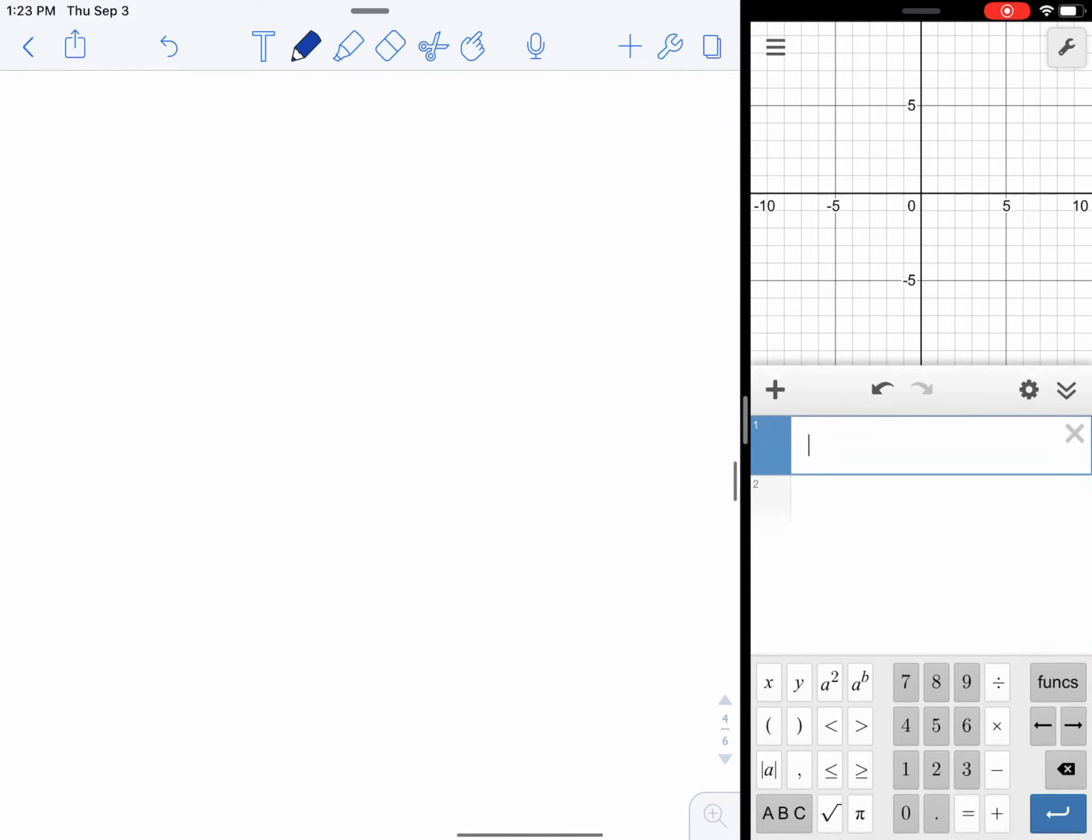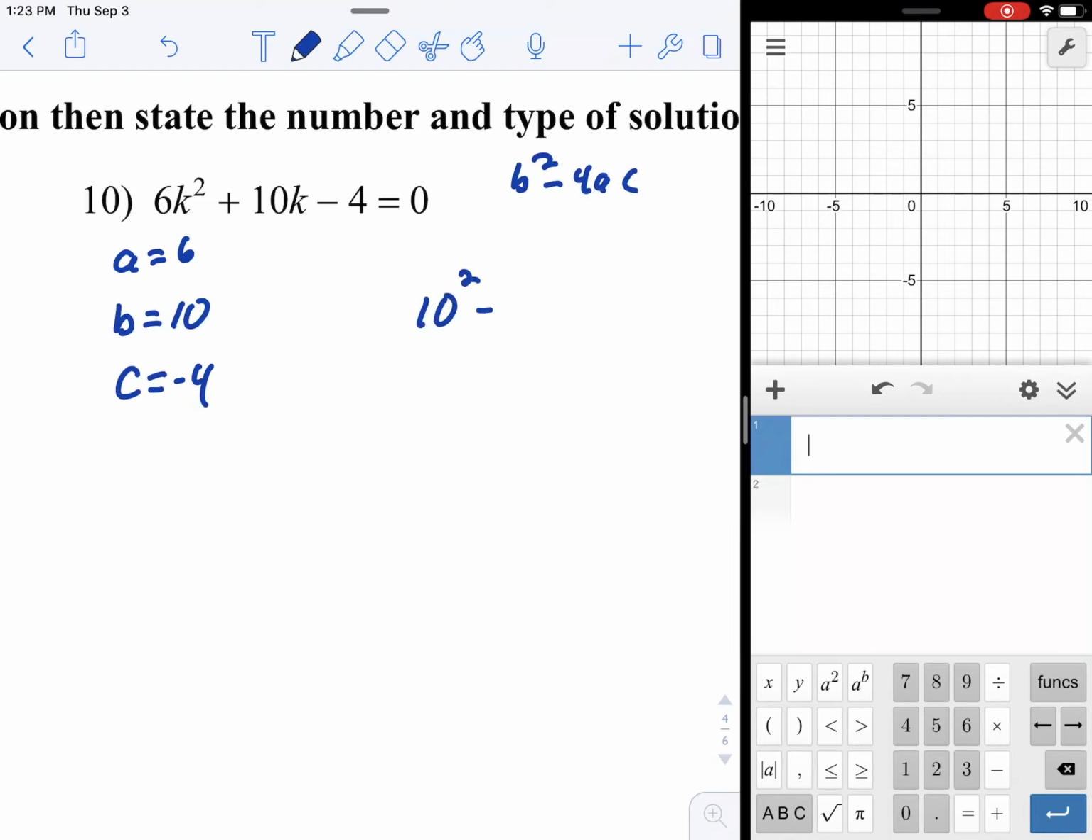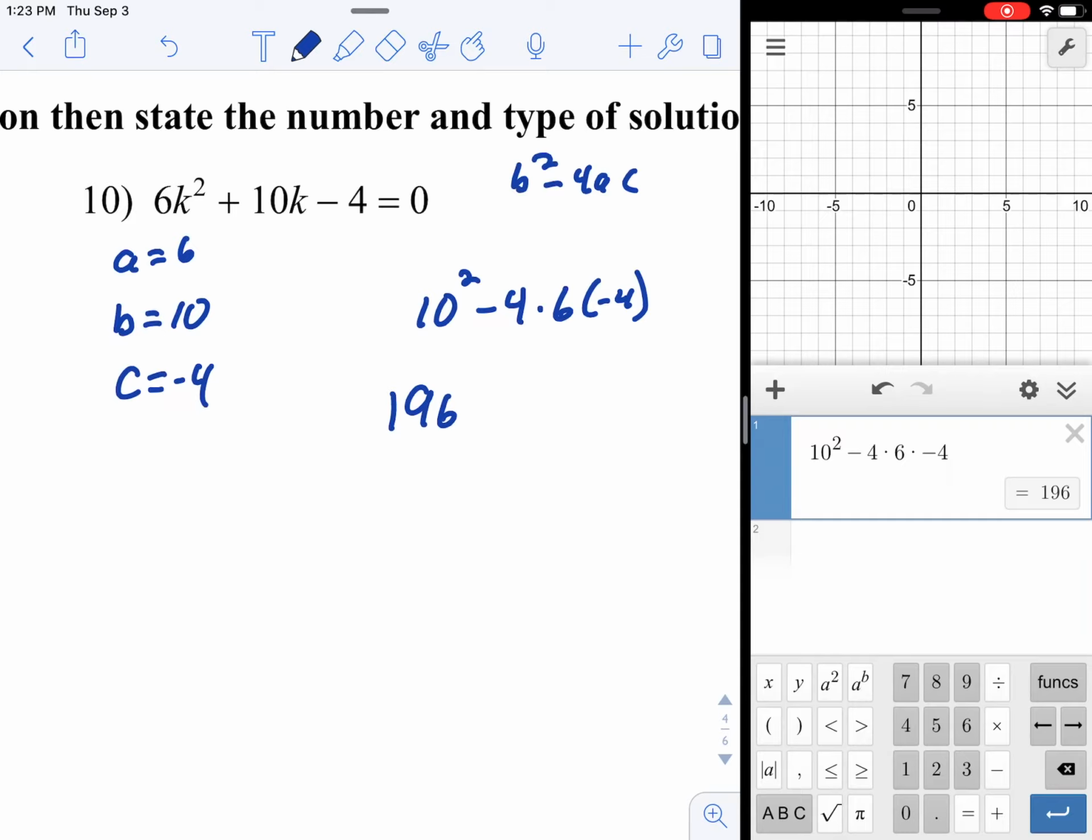So, number 10. Find the discriminant, then state the number and type of solutions. First of all, A is 6, B is 10, C is -4. So the discriminant is B squared minus 4AC. So that's 10 squared minus 4 times 6 times -4. And I'm just going to use a calculator. That works out to be 196. So the discriminant is 196.